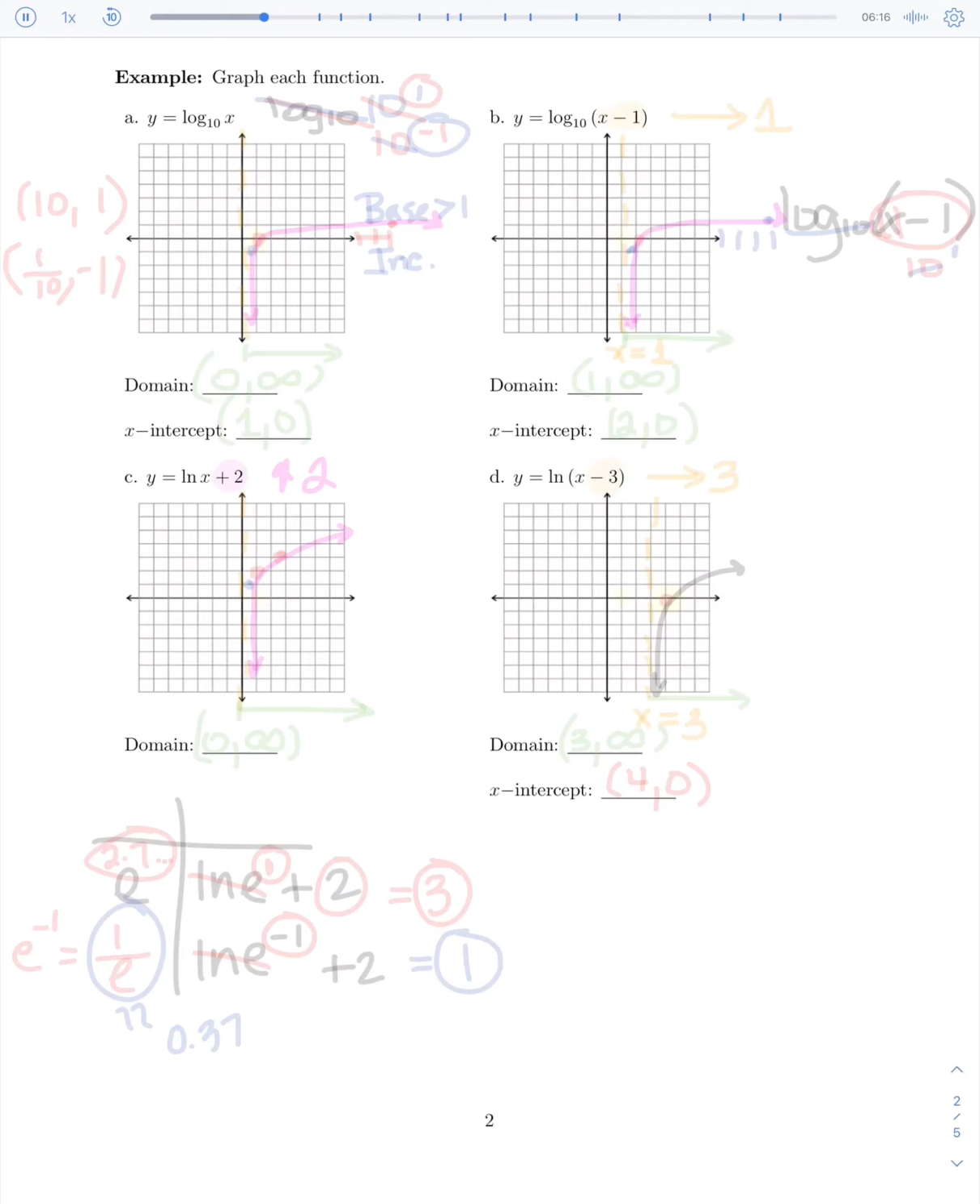So we're not going to do a lot of these graphs, but we're going to do a couple graphs of logarithms. But let's take a look. So let's take a look at problem A. We've got log base 10 of x.